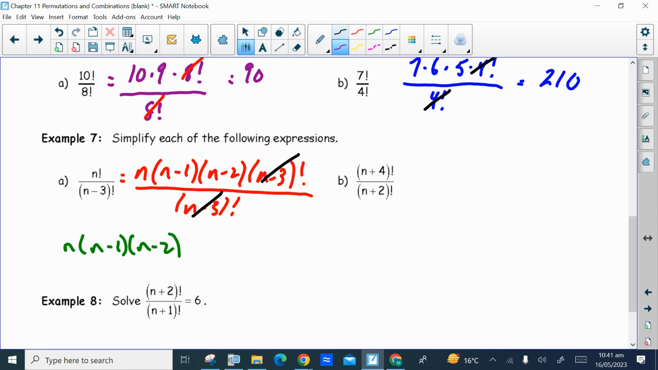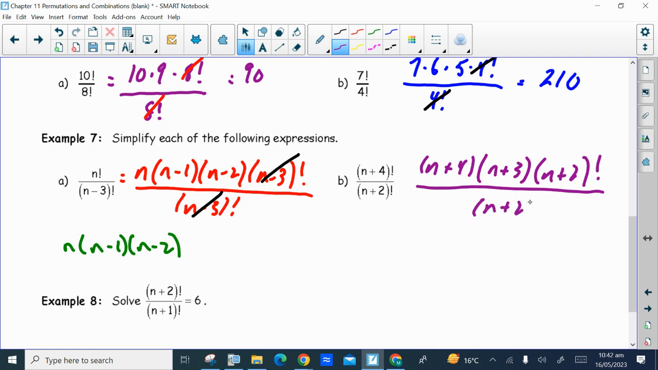We can do the same for question B. We'll expand the larger expression, which is n plus 4. That's our first factor. The next factor is 1 less, which will be n plus 3. So you need to get to the other factor, or in this case, the denominator. So we're going to stop at the n plus 2, and whatever the last factor in our expansion is, we put a factorial on it, because that's our denominator, and they will cancel. And so our simplified expression would be n plus 4 bracket n plus 3.